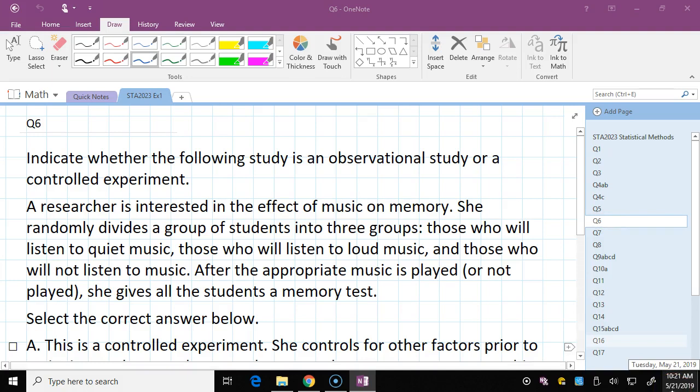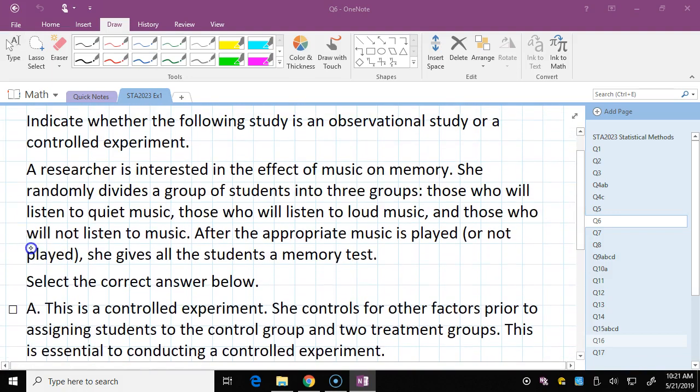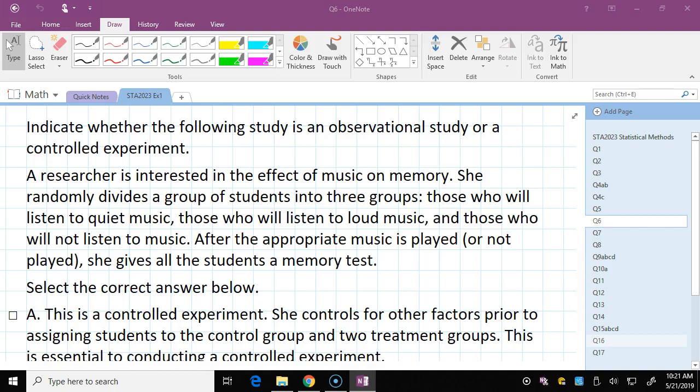All right. Number 6. Nice little quick multiple choice. Again, it's going to be select the best answer that's down below. It says indicate whether the study is an observational study or a controlled experiment. A researcher is interested in the effect of music on memory. She randomly divides a group of students into 3 groups: those who will listen to quiet music, those who will listen to loud music, and those who will not listen to music. After the appropriate music is played or not played, she gives all the students a memory test.